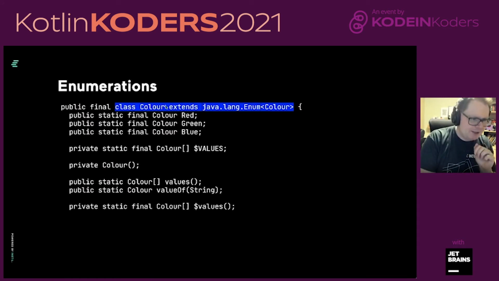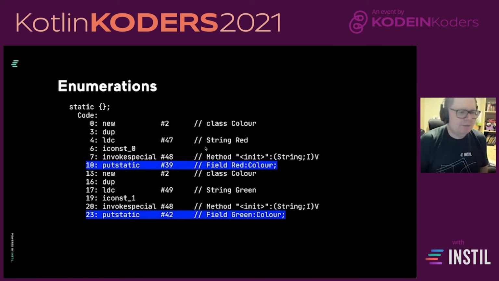So if we decompile this, we can see that color extends the base class enum. And then for every member of the enum, we have a static final field. And we also have an array that contains all of the color objects. So as with previous patterns, we've got a static initializer block. And inside this static initializer, we're going to create all of the objects and store them inside the fields.